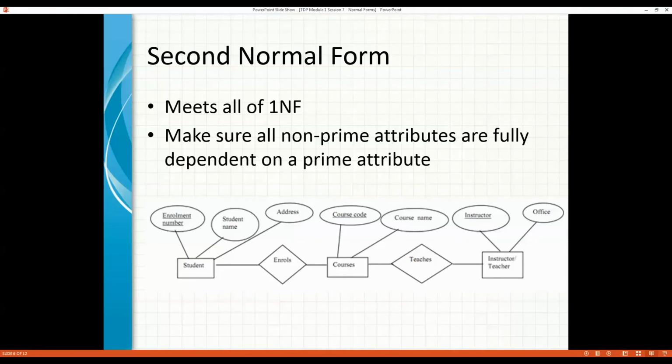So in this example, we see that it has been broken down into the different sections, there's little chance for redundancy, and we see that most of the non-prime attributes are dependent on the prime attribute.